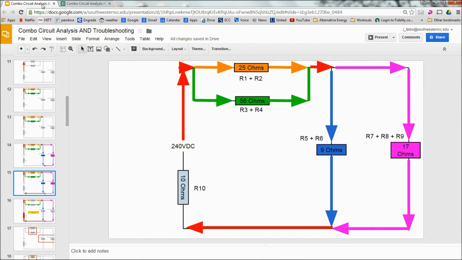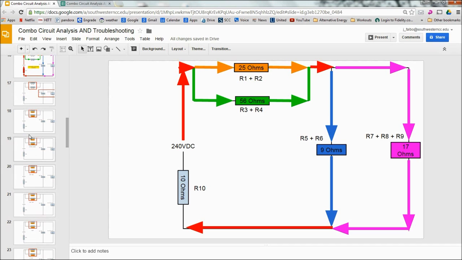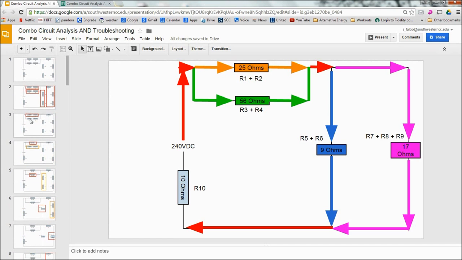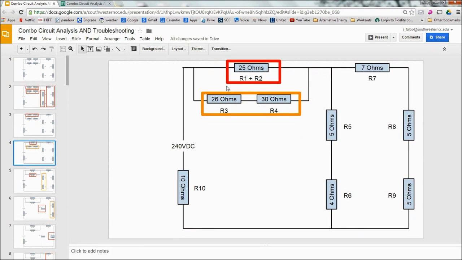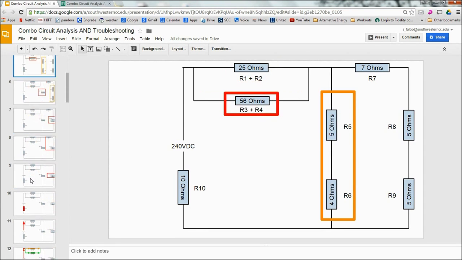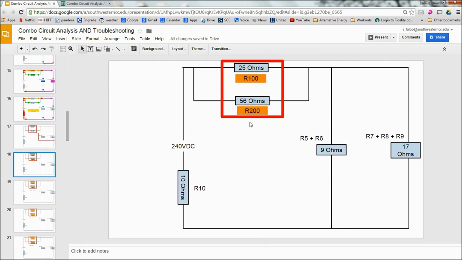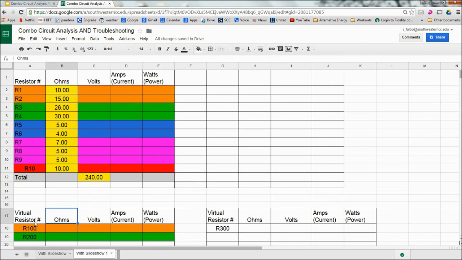Okay, so we'll go back to that sheet, that drawing, and we're going to go to the point where we were simplifying or adding up these loads. So we did 1 and 2 together to give us this virtual load, 3 and 4 together to give us this one, etc. And then we traced out our current. Now we're going to give this one a virtual identifier of R100 and this one R200. And that's where this comes in.